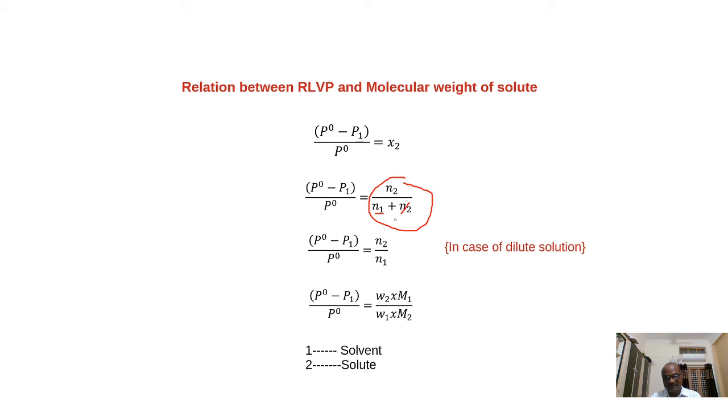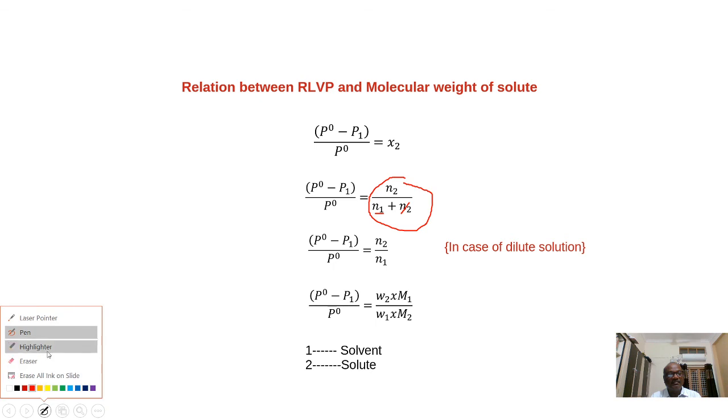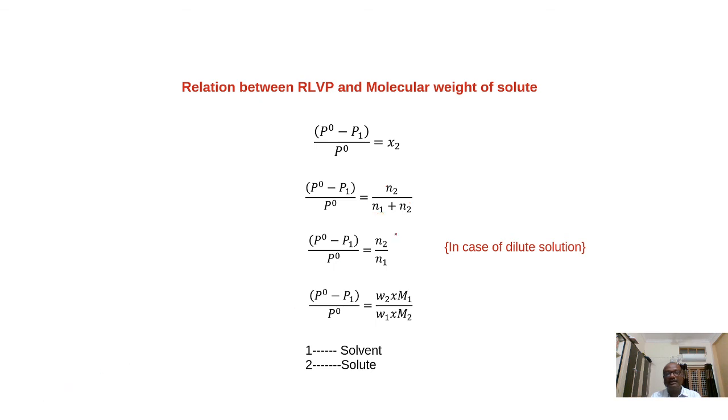That's why now this equation becomes what? You see, (P0 minus P1) divided by P0 is equal to N2 by N1. Okay, so what is N2? Number of moles of solute. How to calculate it? It is nothing but weight by molecular weight. That's why weight of the solute W2 divided by molecular weight of solute M2. Remember, M2 is the molecular weight of solute.